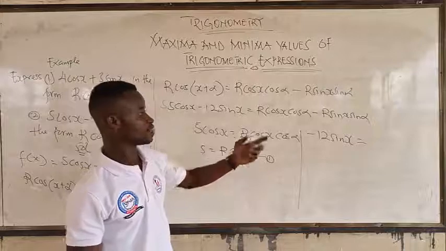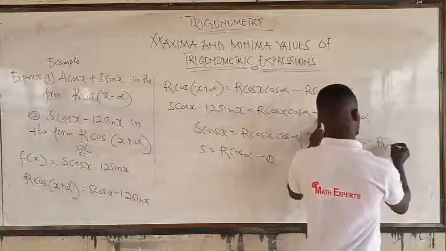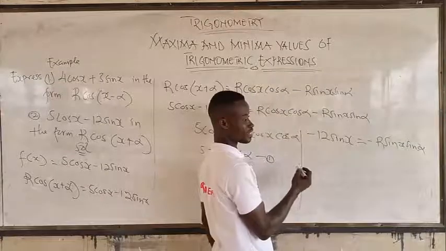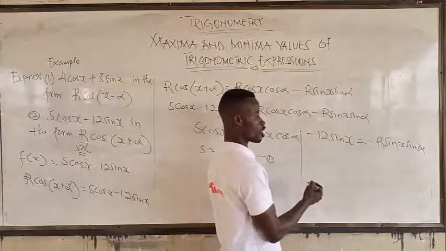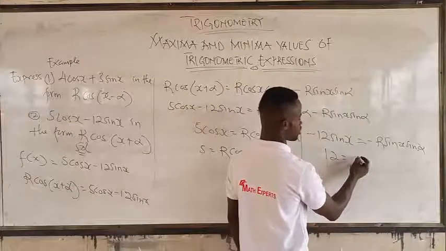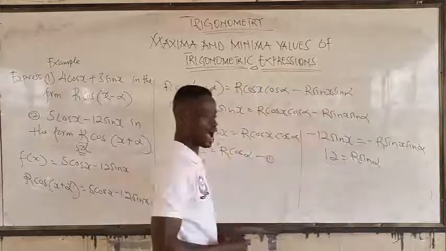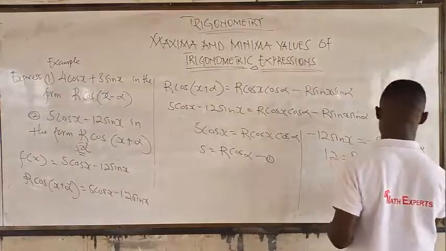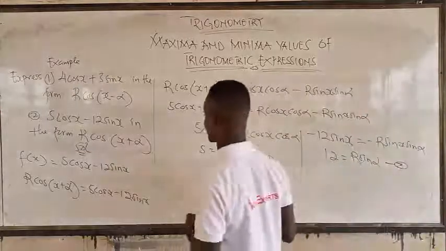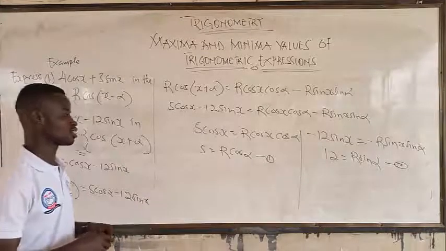12 sine x. Then you equate that to negative r sine x sine alpha. So you can see clearly that the negative will cancel out, and also sine will cancel sine. Then you get 12 to be equal to r sine alpha. And that is equation 2. Wow, marvelous. Beautiful. So that is the difference here. Hope you can see the difference.